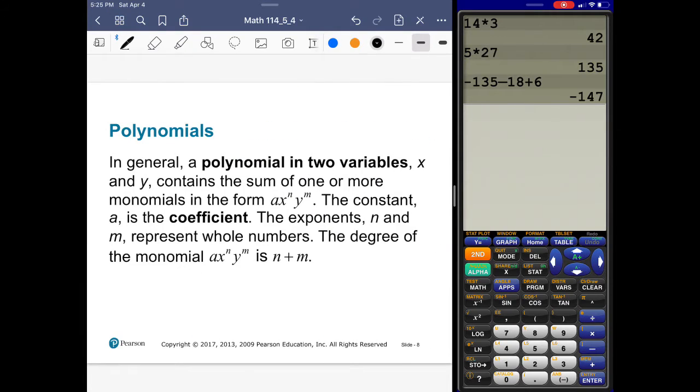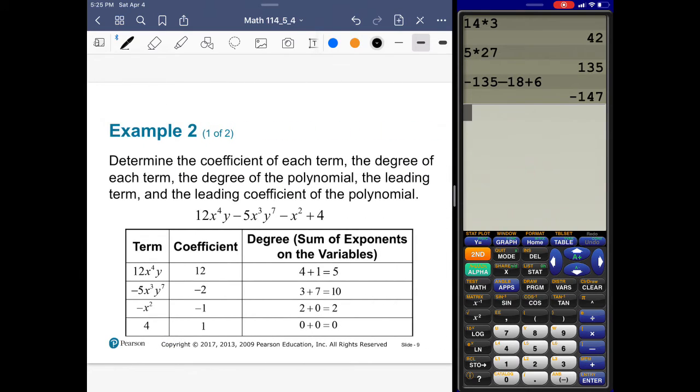Understand the vocabulary of polynomials in two variables. In general, a polynomial in two variables, x and y, contains the sum of one or more monomials in the terms of a x to the power of n times y to the power of m. The constant a is the coefficient. The exponents n and m represent whole numbers. The degree of the monomial is n plus m. And this is the important part, the degree. So we determine the coefficient of each term, the degree of each term, the degree of the polynomial, the leading term, and the leading coefficient of the polynomial.